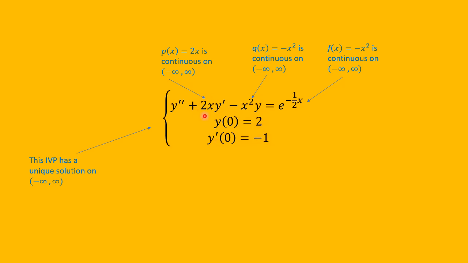If we look at this, the function 2x, which we'll call p of x, is continuous on minus infinity to infinity. Minus x squared is also continuous on minus infinity to infinity, as is e to the minus 1/2 x. 0 is in the interval from minus infinity to infinity. So that last result tells us that this initial value problem does have a unique solution on the interval from minus infinity to infinity. There is one and only one solution to this initial value problem on that interval.